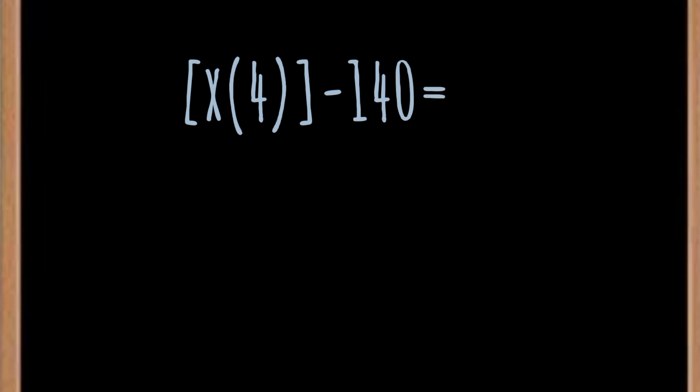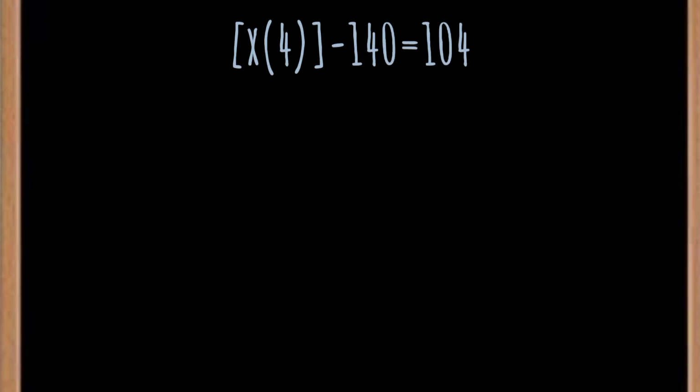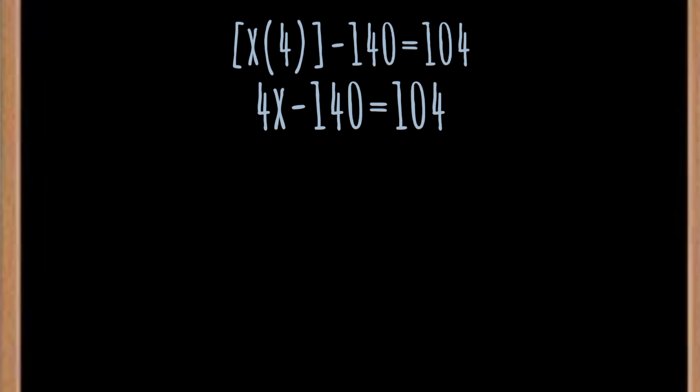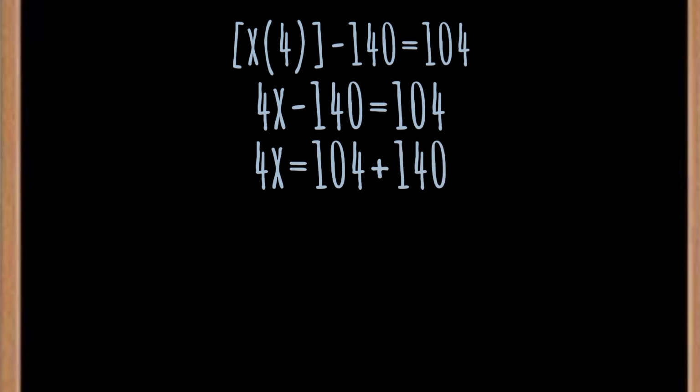X, which is the unknown, is multiplied by 4, and then after we multiply it by 4, 140 is subtracted from the answer, and then we get 104, which is the result. So x times 4 equals 4x, minus 140 equals 104. Then, we need to transpose 140 to the other side so that x would only remain on this side. So, 4x equals 104 plus 140. Now, we only have 4x equals 244.